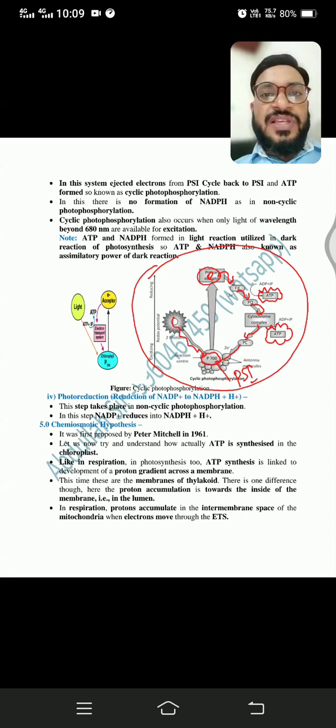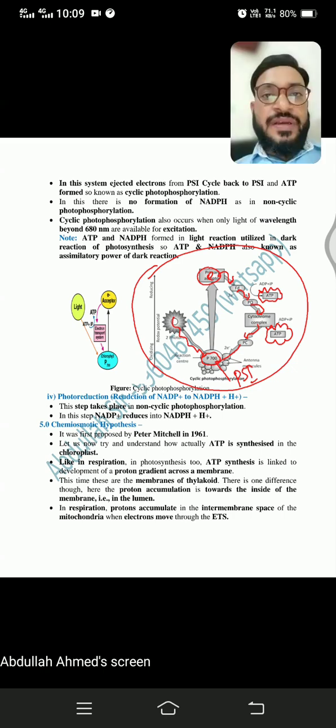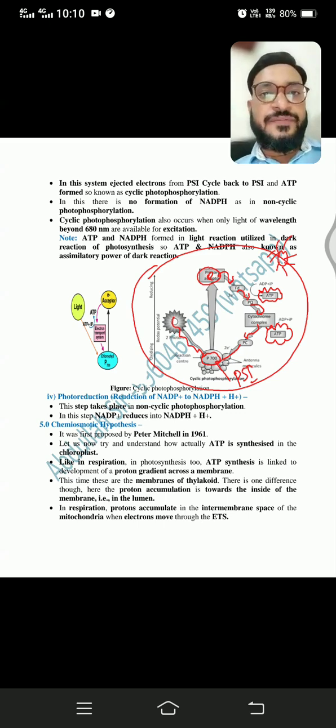So that's why this pathway is called the cyclic pathway. And in this cyclic pathway there is formation of ATP. Formation of ATP is called phosphorylation, and this phosphorylation happens in the presence of sunlight, so photophosphorylation. Further, this phosphorylation happens by the cyclic pathway, that's why we call it cyclic photophosphorylation.